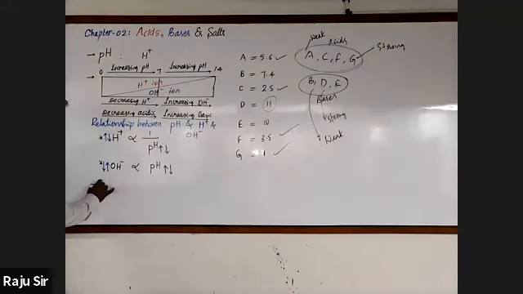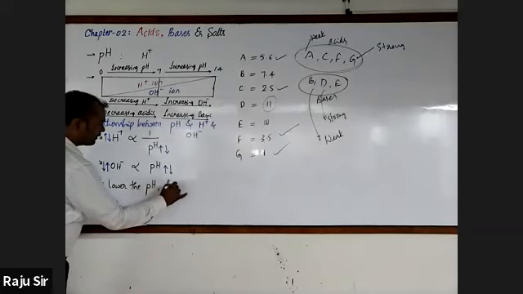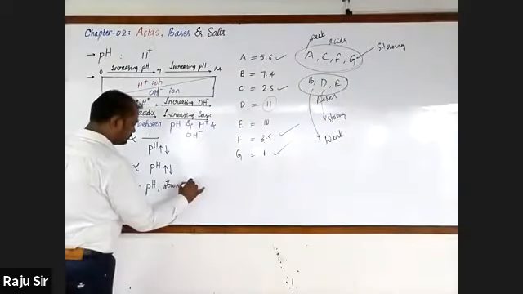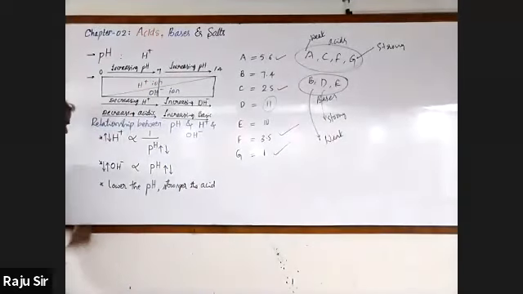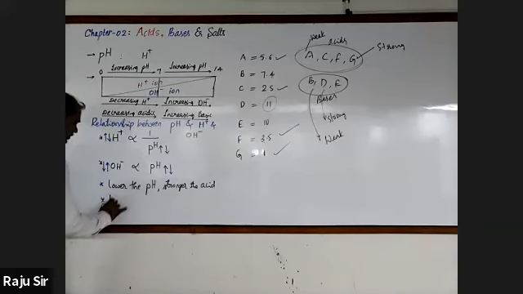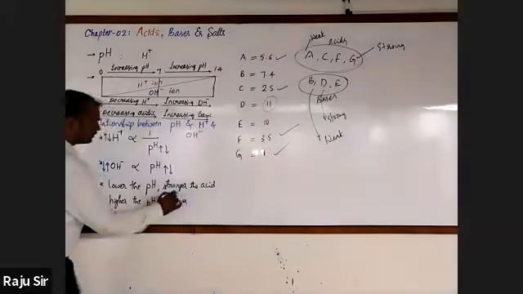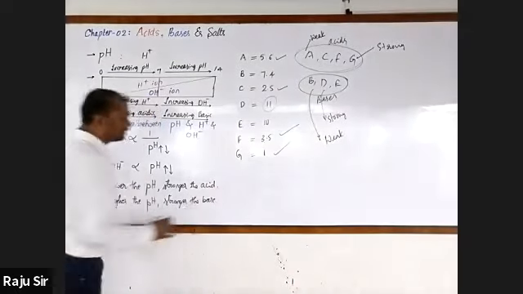Now you tell another point. If the pH decreases, what will be the acidic nature? Acidic nature increases. So write that: lower the pH, stronger will be the acid, or stronger the acidic nature. Another one: higher the pH, what will happen to the base? Basic nature increases. Higher the pH, stronger will be the base, or stronger the basic nature.